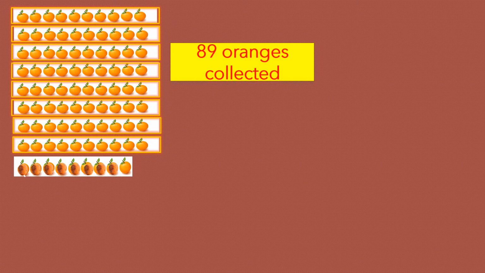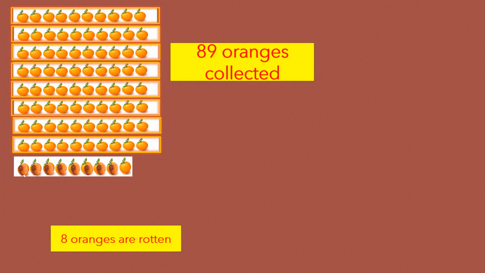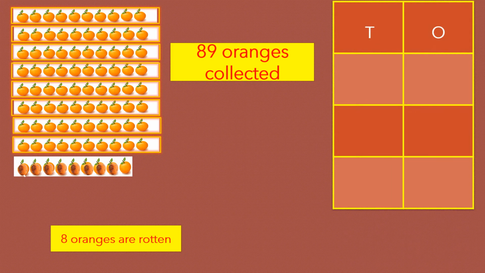Now you see that 8 have gone bad. 8 oranges are rotten. We need to find out how many oranges are still in good condition. So you know that the answer to this problem can be found out by subtracting the number of oranges that have rotten from the total number of oranges that were collected. In the table, we are going to write the bigger number first, followed by the sign of subtraction. The smaller number will come below the bigger number.